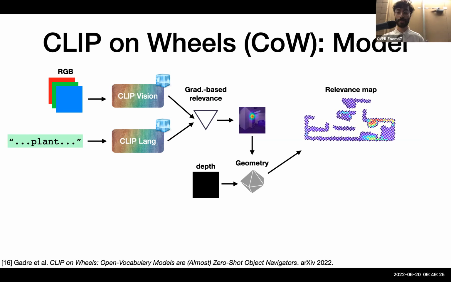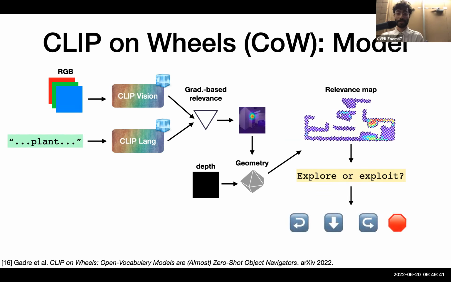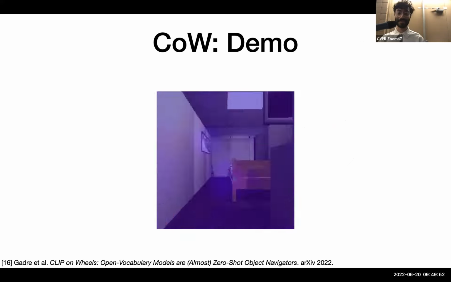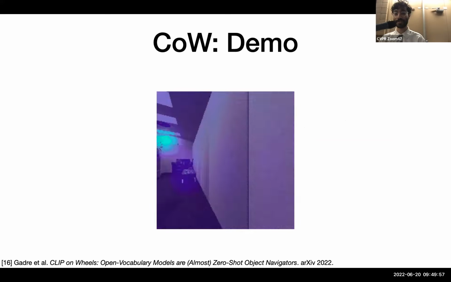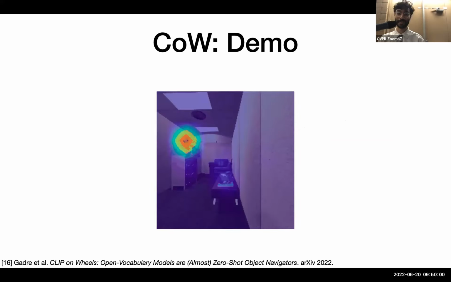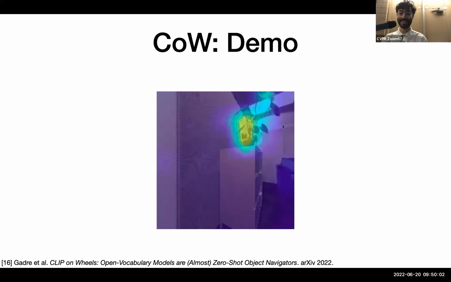And so now we can ask the question, should we explore or should we exploit? If we are confident that we've found this object, in this case the plant, then we just plan to it using a planner. And if not, we just explore some more. So arguably this is a little bit of a hack, but the cool thing is that you don't really have to train. And I have just a short little sequence here where we're looking for the plant. We're going to explore around. Oh, we found it. And now we go into planning mode and we just move there.